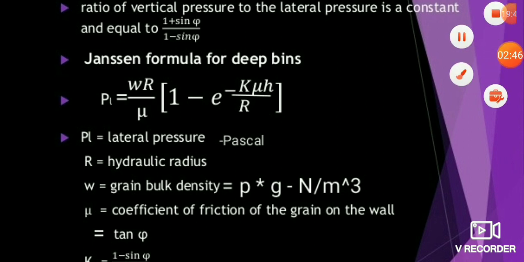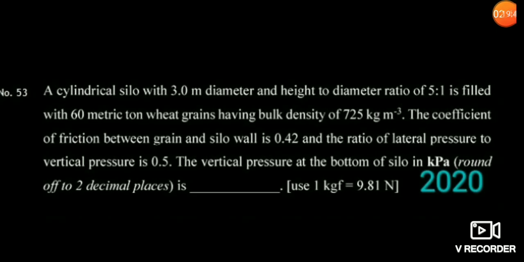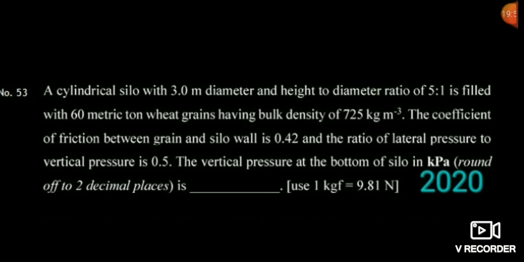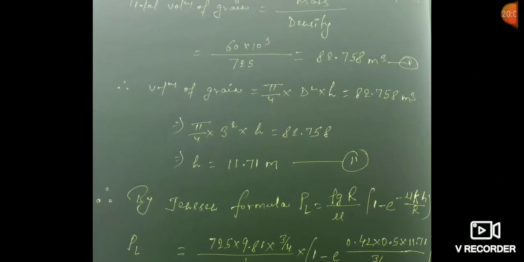ना कि बिन की हाइट यूज करेंगे। Friends, now see, it is going to be very easy when you understand that the height we are using is not the height of bin, that is the height of grain in the formula. So it has given the diameter that is 3 meter, and you see the solution.